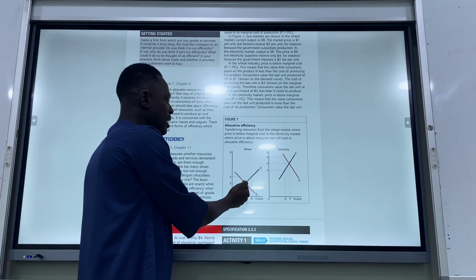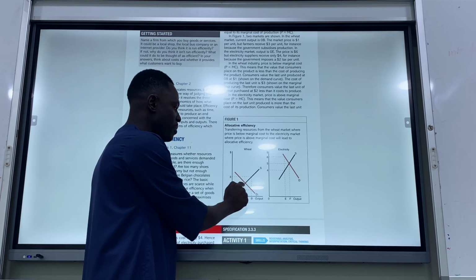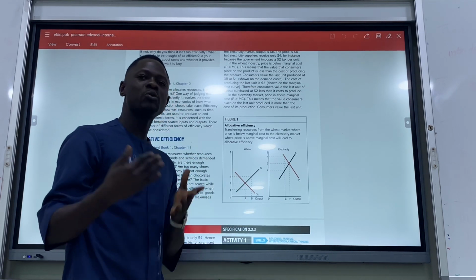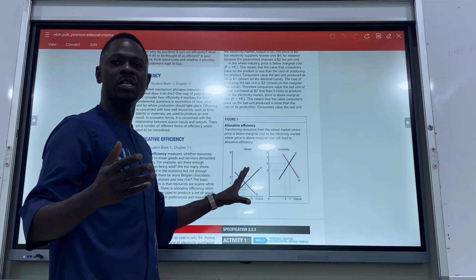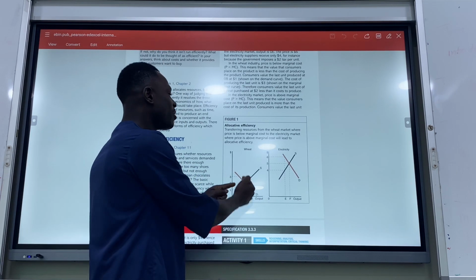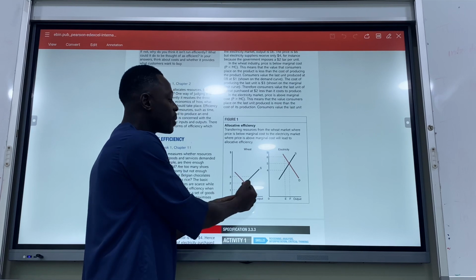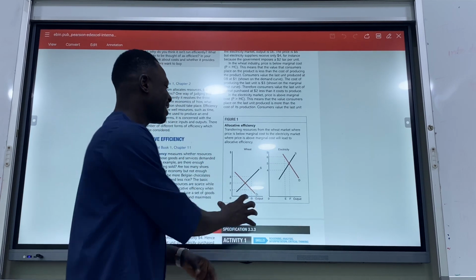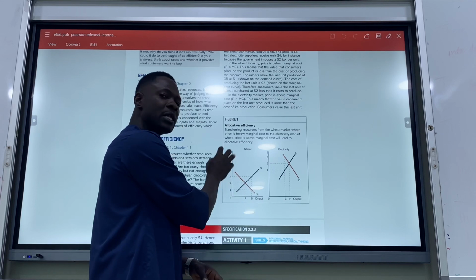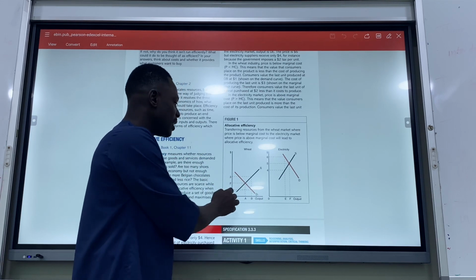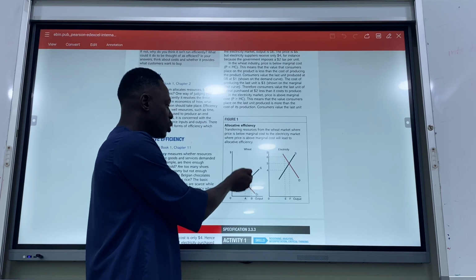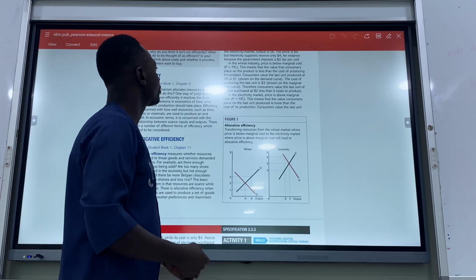Therefore, consumers value the last unit of wheat purchased at $2 less than its cost of production. There's equilibrium here at 2, so the market price is 2, and consumers will still be willing to pay that. But it's still below the cost price. Why is it below the cost price? It's below because the government has subsidized. The original price is supposed to be 3, but with the government subsidy, it is now at equilibrium at 2. So consumers will still be willing to pay $2 for the wheat.